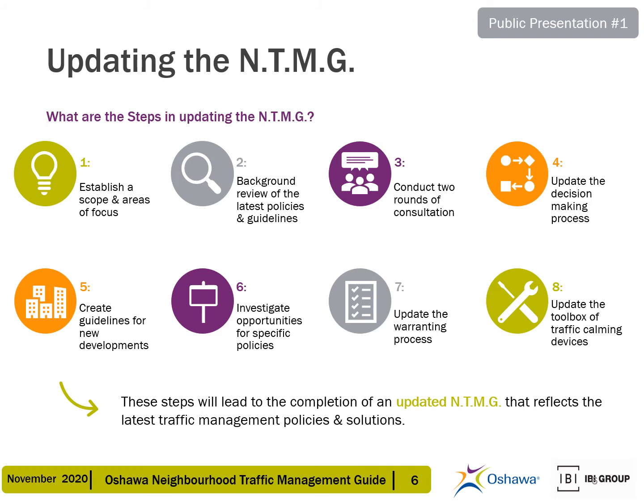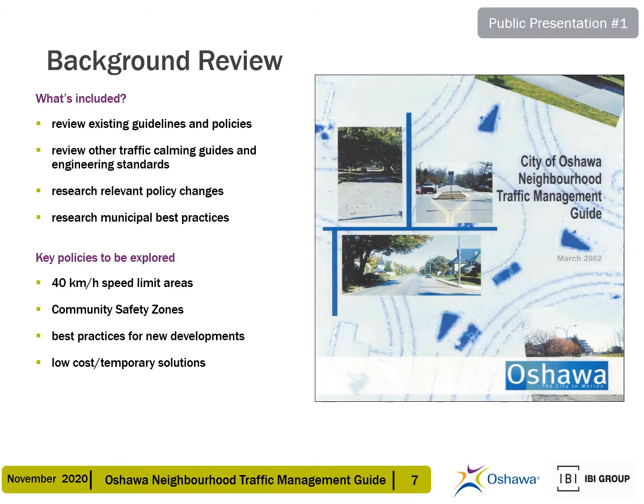policies and solutions. When conducting the background review, the study team will review existing guidelines and policies, review other traffic calming guides and engineering standards, research relevant policy changes, and research municipal best practices. Some key policies that will be explored during the background review will include 40 km/h speed limit areas, community safety zones, best practices for new developments, and other low-cost temporary solutions.